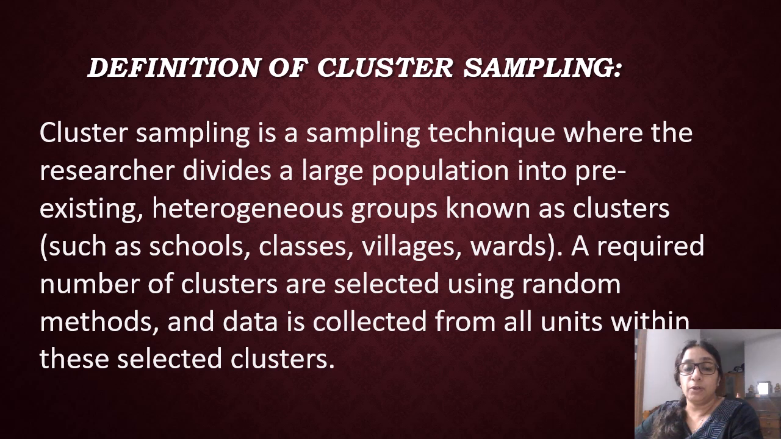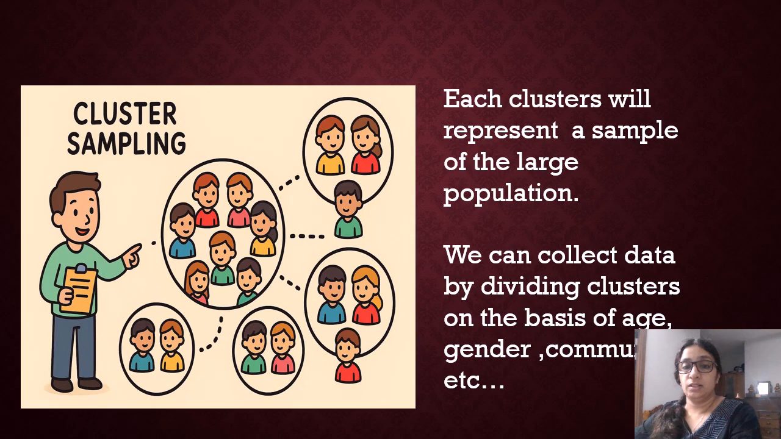A required number of clusters are selected using random methods and the data is collected from all units within these selected clusters. When we group the population into clusters, each cluster represents a sample of the large population. We can collect data by dividing clusters on the basis of age, gender, community, etc. So we can get precise and correct data about public opinion by sampling. Okay.